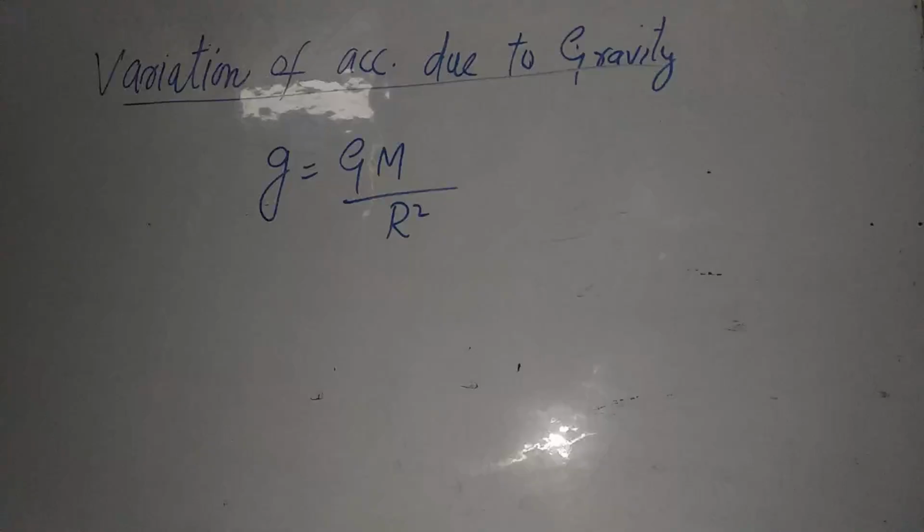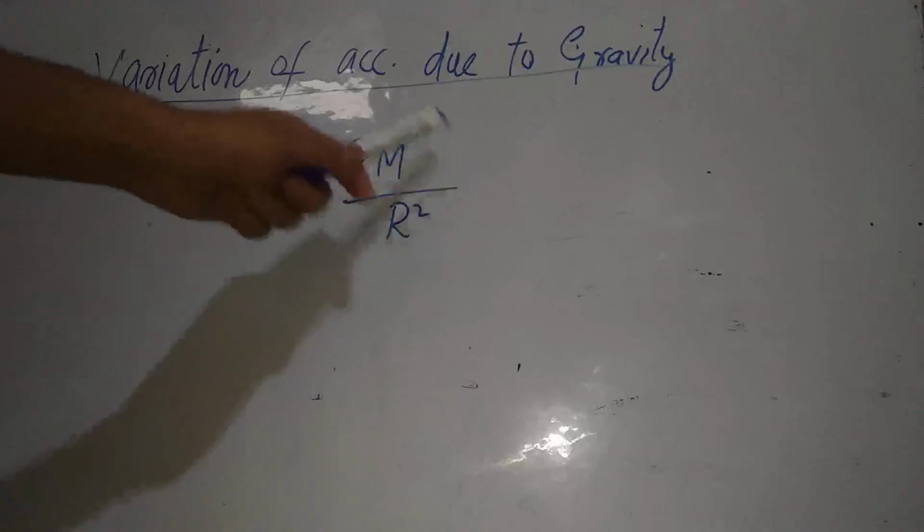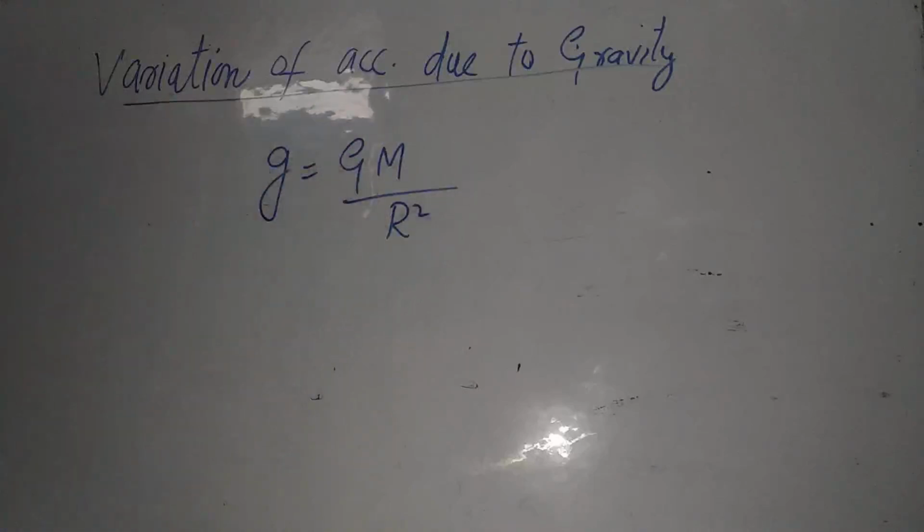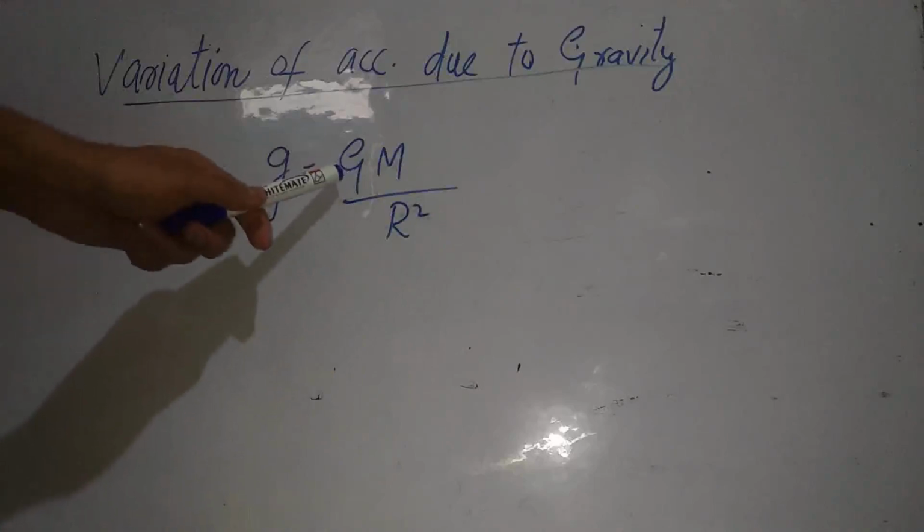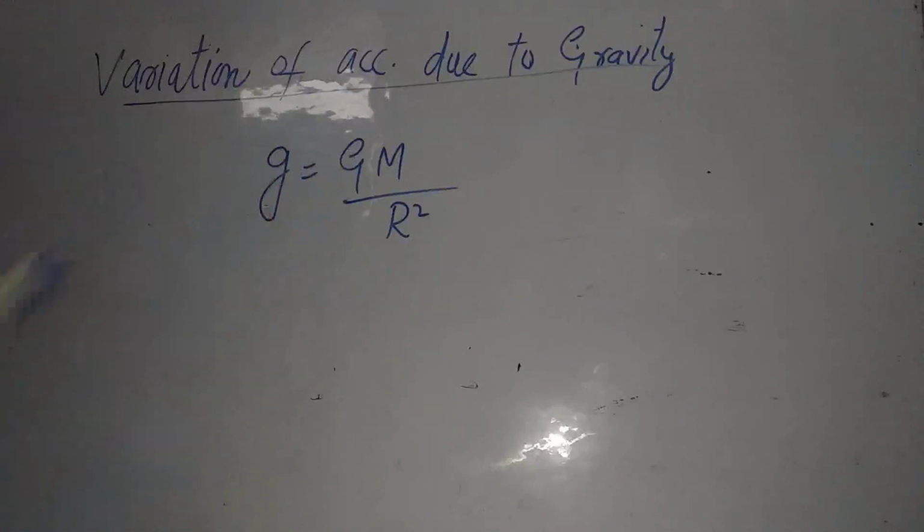Now we will talk about the variation of acceleration due to gravity, how this acceleration due to gravity varies. So if you look onto this equation, g is equal to GM divided by r square, you will see here that capital G is constant here, okay, and its value is 6.67 × 10^-11. So its value is constant everywhere. That's why we call this G as universal gravitational constant. Its value is same everywhere, that is 6.67 × 10^-11.